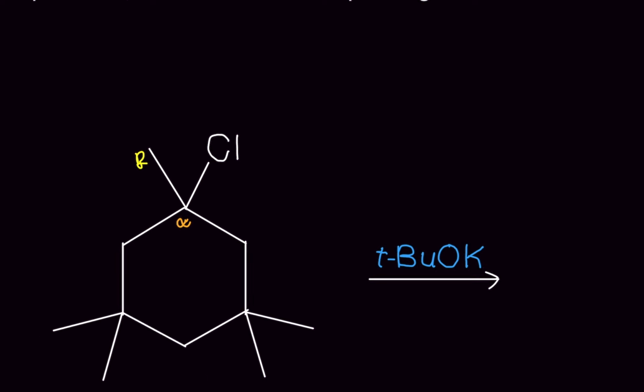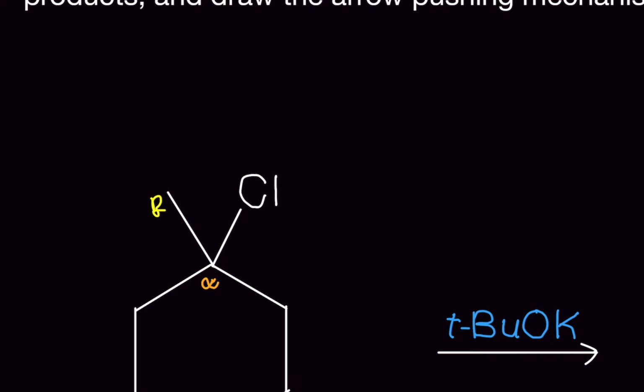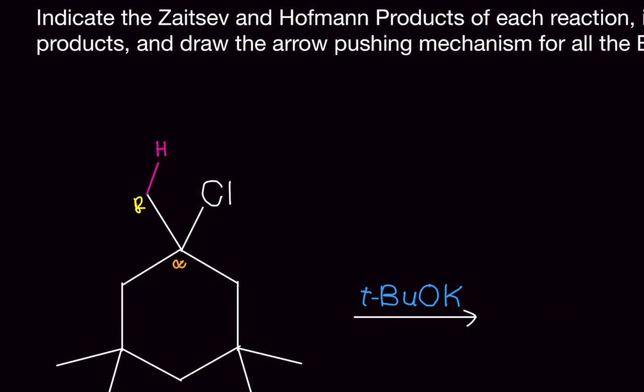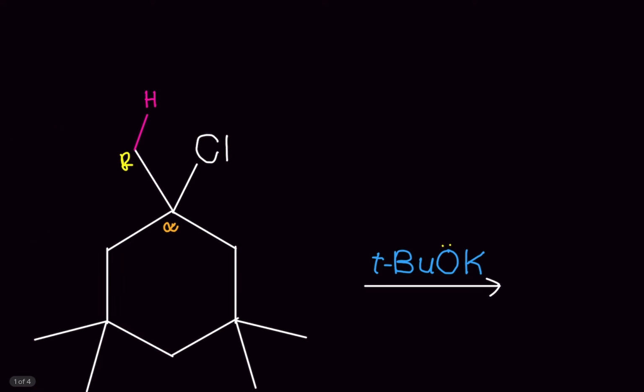So how do you do the mechanism? Well, what happens is the beta carbon must have a hydrogen. That is essential for this to work. If the beta carbon does not have a hydrogen, you cannot use it. So there's a hydrogen here. Tert-butoxide, the oxygen on tert-butoxide is what's going to do the reacting. So the electrons are basically going to go over and take it away. It goes bye-bye.